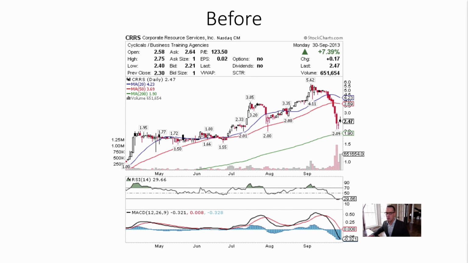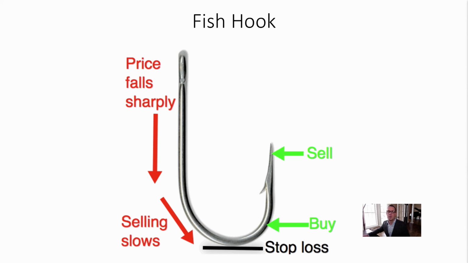All right, moving right along. Remember I said fish hook, price falls sharply. So here's where you tie your line to the fish hook. The price falls sharply. The selling starts to slow as the fish hook rounds out. As it's rounding out, we identify this rounding as a base, and this is going to become our stop loss. We look for a candle over candle situation.